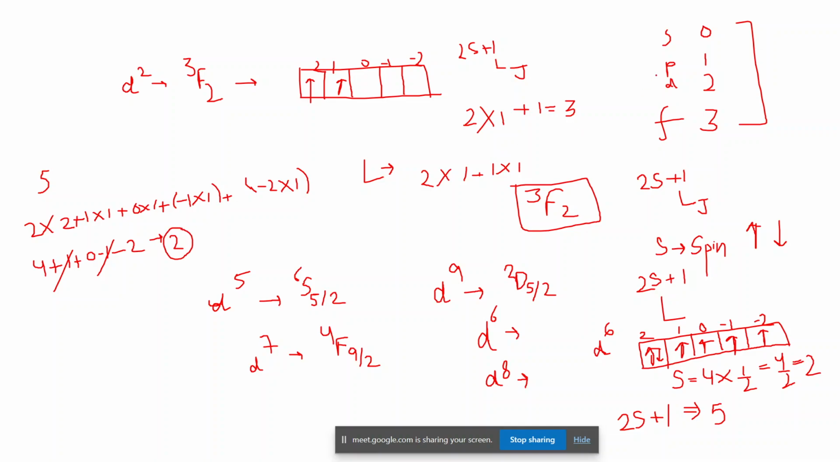Now see, 2 corresponds to D. So the L value is D, that is 5D. Is it clear up to this? Yes, ma'am. Now the J value.